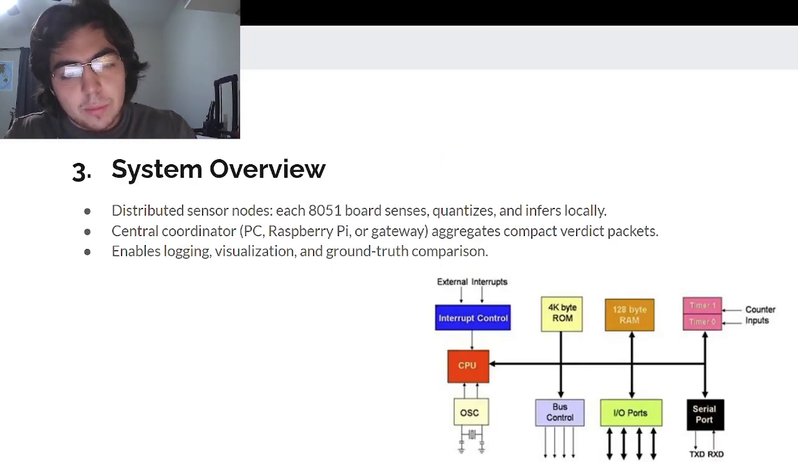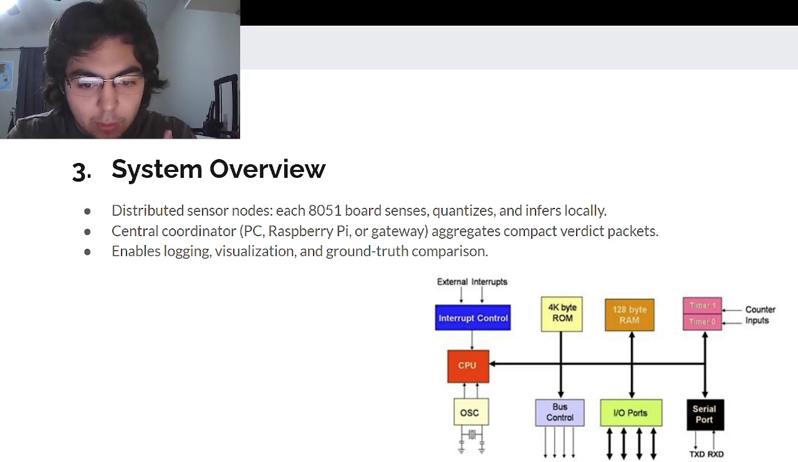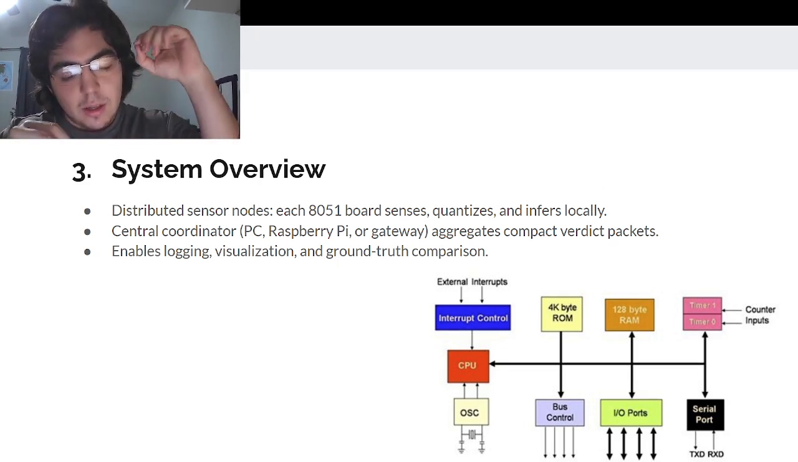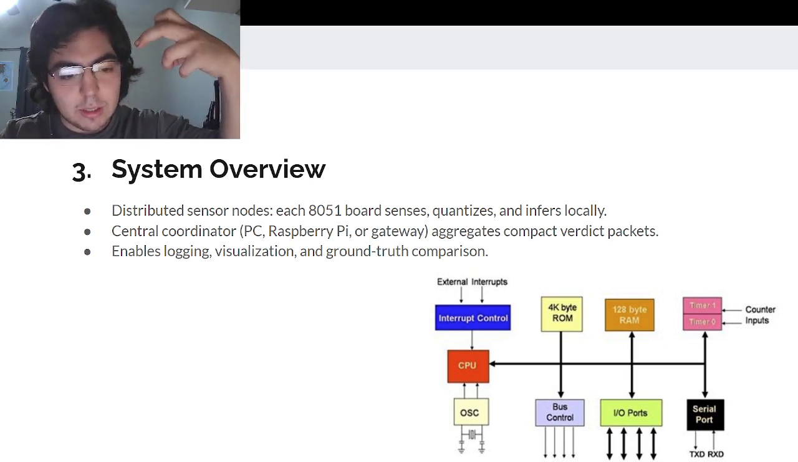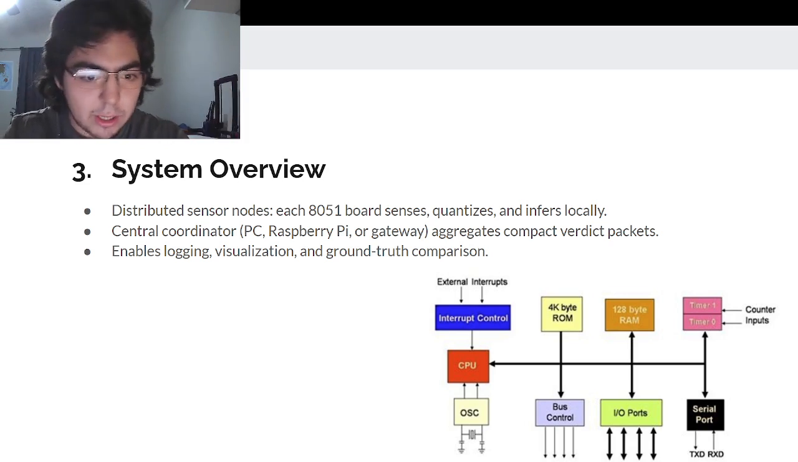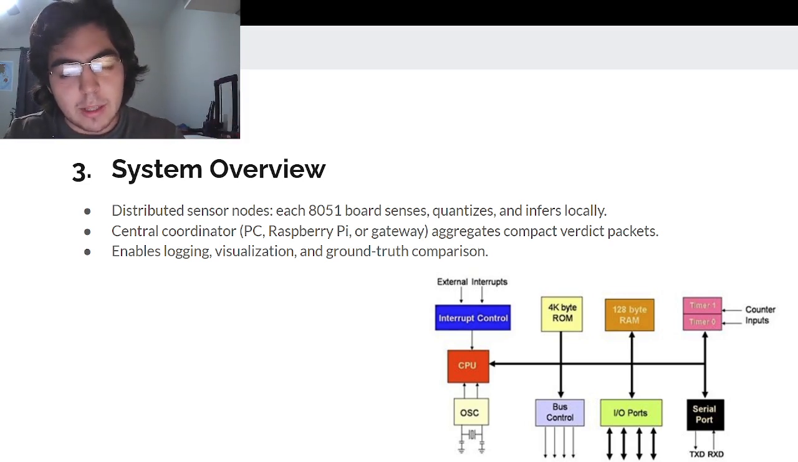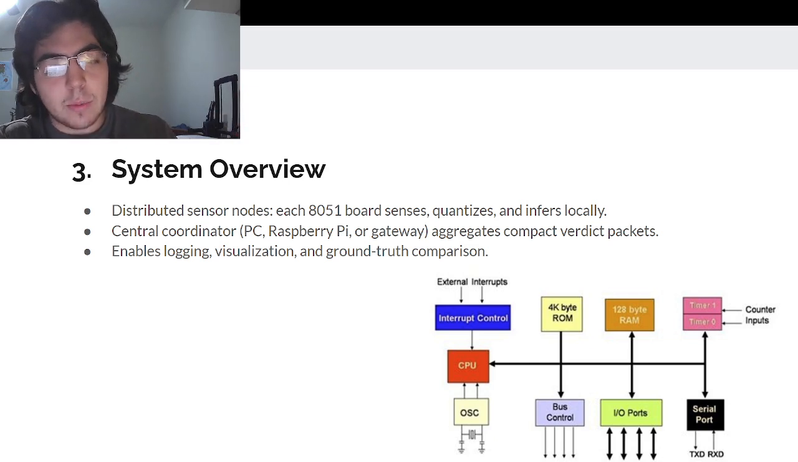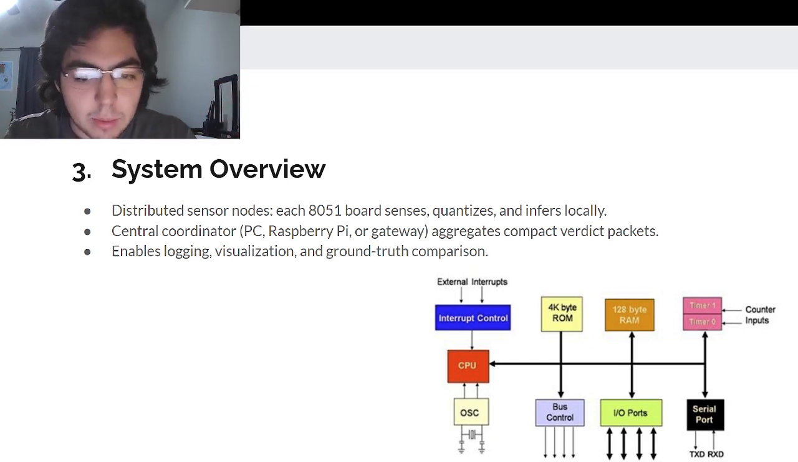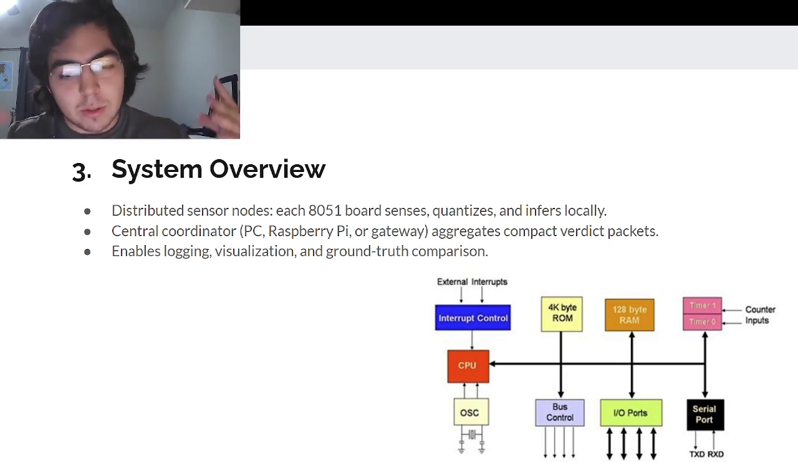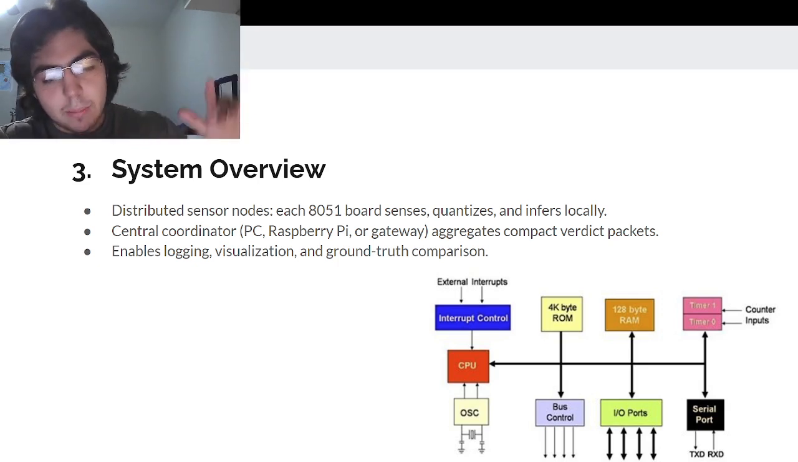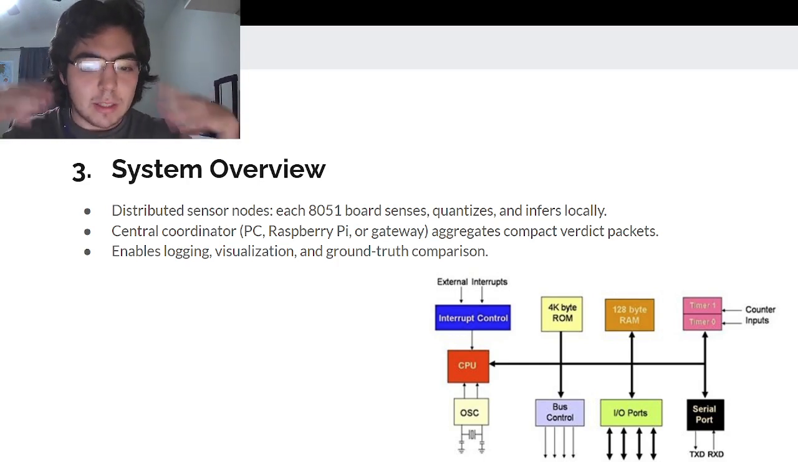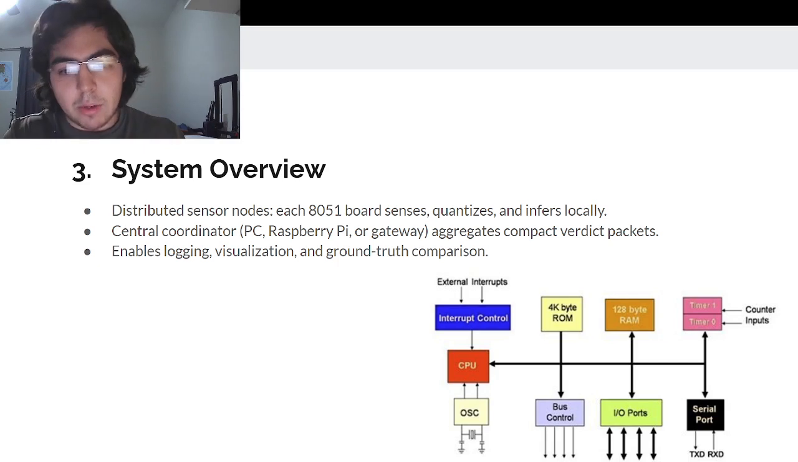So, the system overview: we're going to use the 8051s in every room, and each one is acting as a node, pulling in information and then sending it to a central coordinator, a computer, a Raspberry Pi, something like that. Something more powerful than an 8051 that can handle all these packets of information from all these different sources. Then that central coordinator can log it, make visualizations, and compare it to information it actually knows about the building, whether there are people there or not.